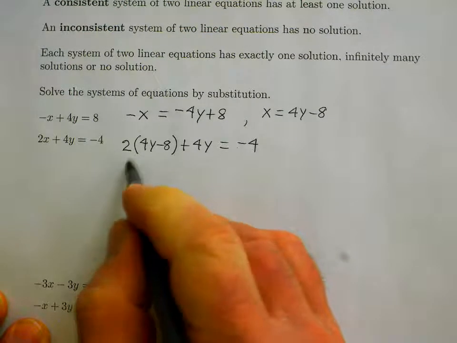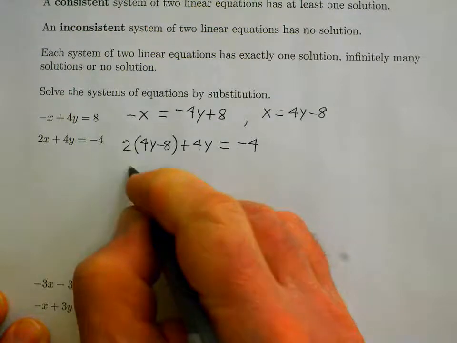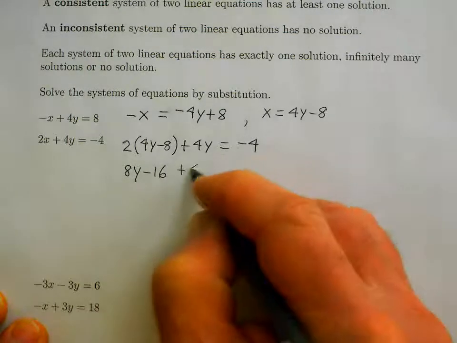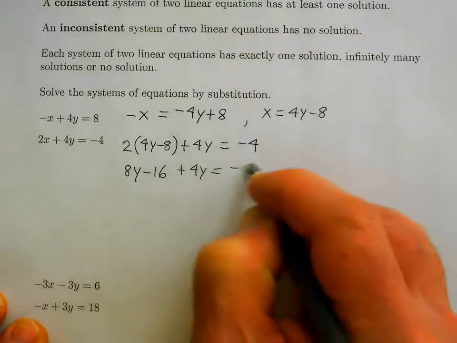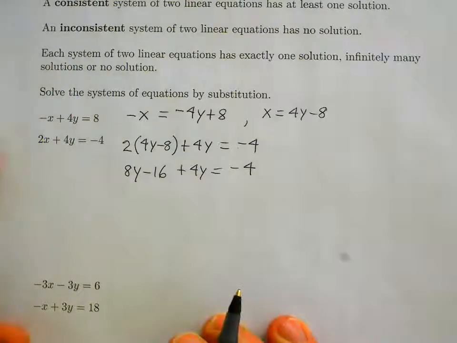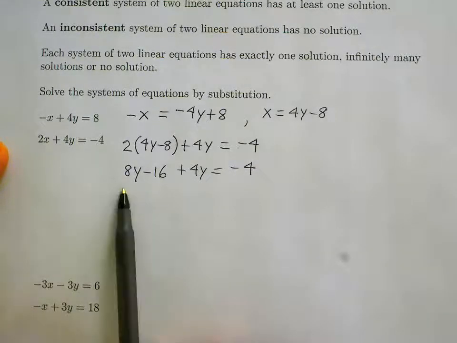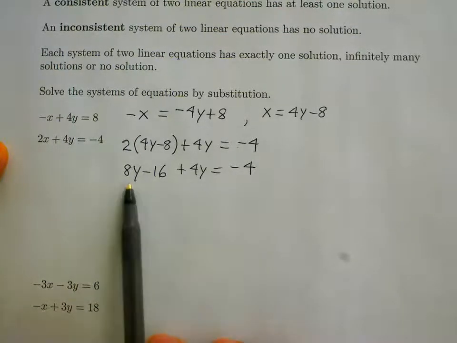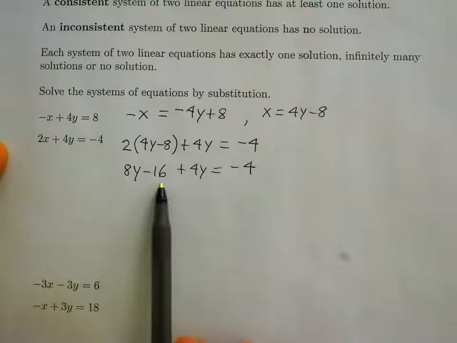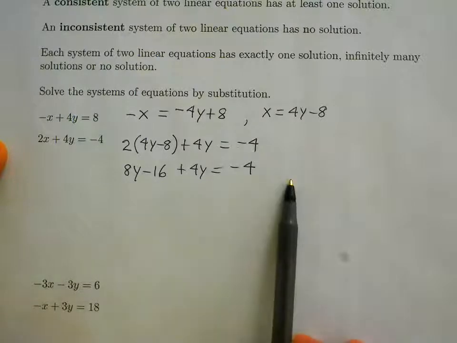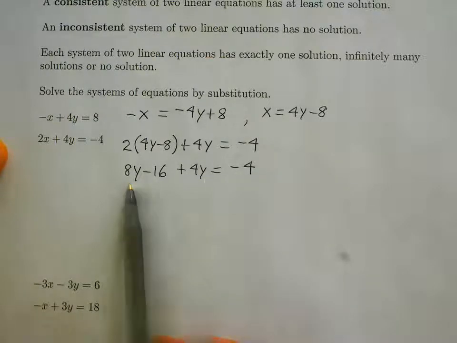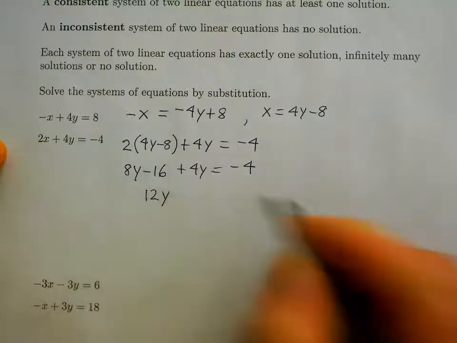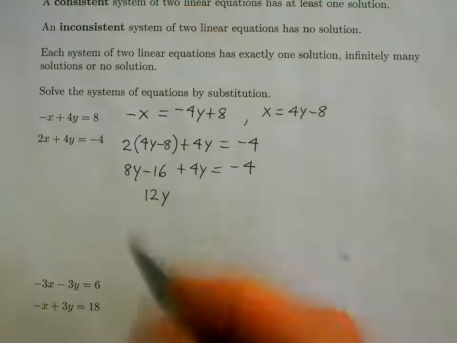So we distribute multiplication by 2. We get 8y minus 16 plus 4y equals negative 4. In the next step, I'll do two things at once. I'll combine 8y plus 4y and also add 16 to both sides. So 8y plus 4y is 12y. I'll go ahead and put in the extra step.